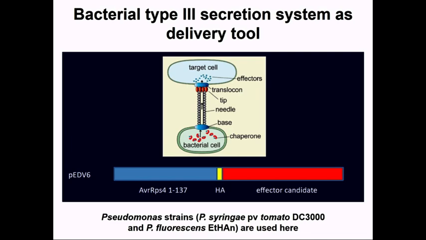So we use Pseudomonas strains like Pseudomonas syringae pathovar tomato, or Pseudomonas fluorescens. And these have what's called a type 3 secretion system. And so what we do is we fuse the type 3 secretion signal of the bacteria to our effector candidate. And then this allows the bacteria to secrete the effector candidate out of the bacterium and into the plant cell, and we can study what happens when we introduce this effector candidate into a plant cell through this delivery system.